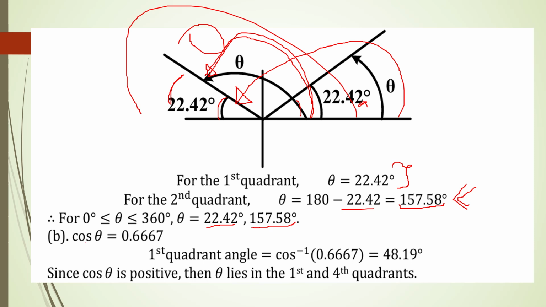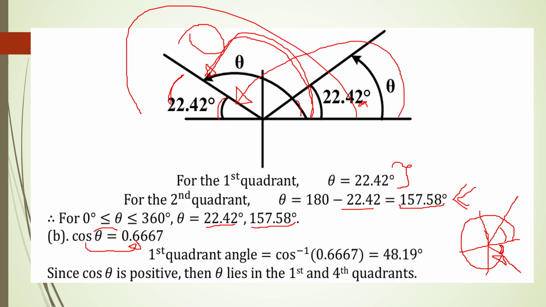Now let's look at solution B. For solution B, cos theta is equal to 0.6667. Let's first get the angle in the first quadrant. For this expression, cos theta is positive, so we first draw our quadrants and see in which regions the value of cos is positive. First is the first quadrant, where we get our value of theta. The other quadrant where cos is positive is the fourth quadrant. So we measure the angle from the positive x-axis going to the fourth quadrant, and to do that we get 360 minus the angle present at this point.